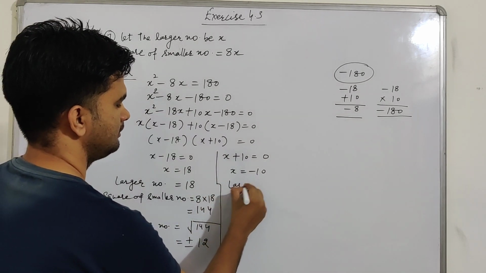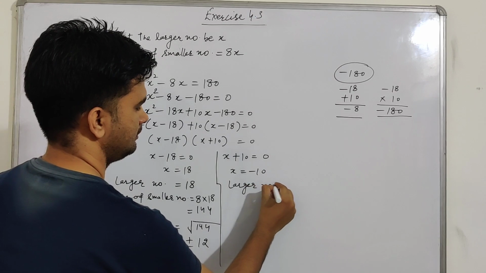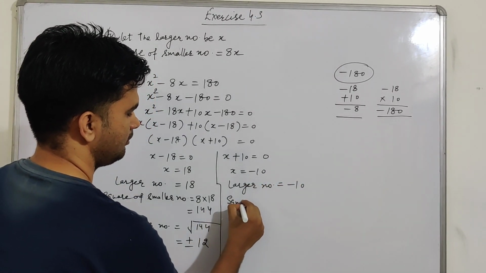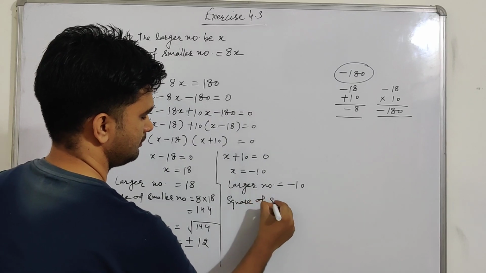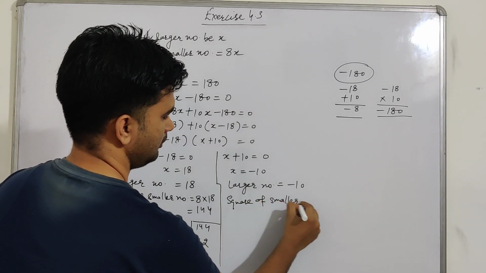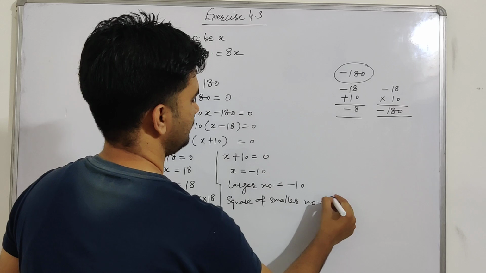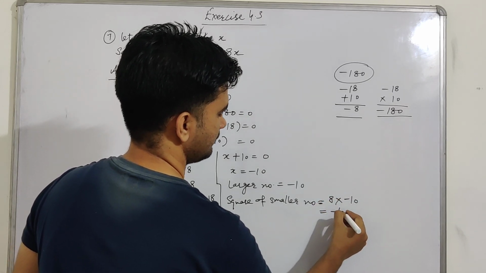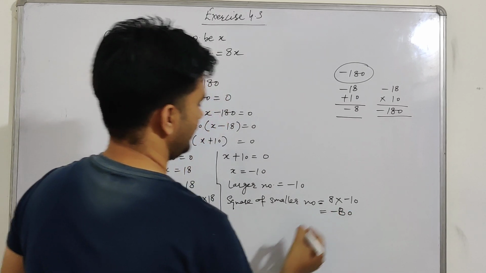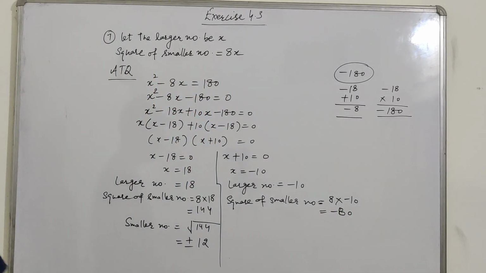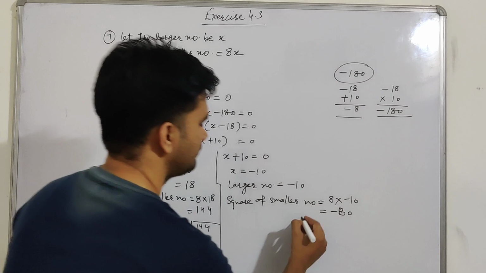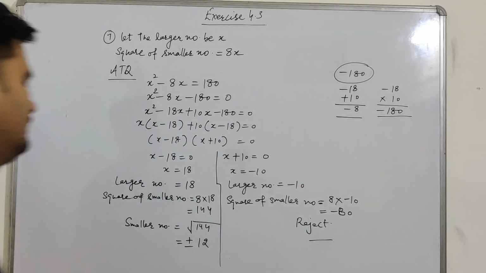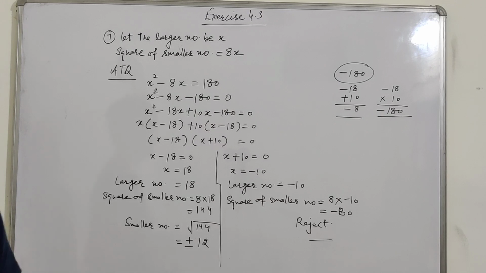See, the larger number is equal to minus 10. The square of the smaller number is equal to 8 into minus 10, which is minus 80, and we know a square always remains positive, so it is not possible. So this part is rejected. This will be your answer.